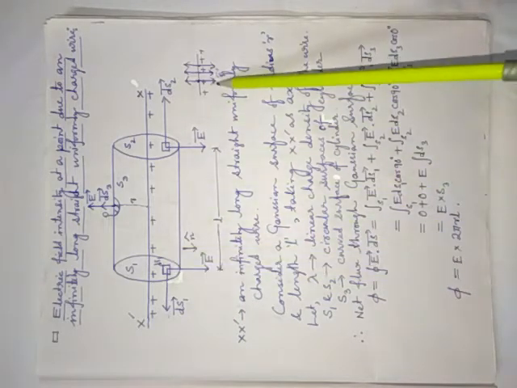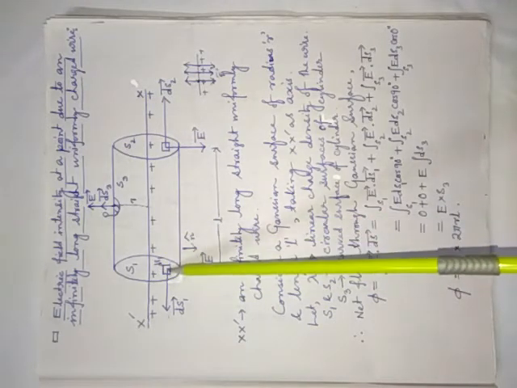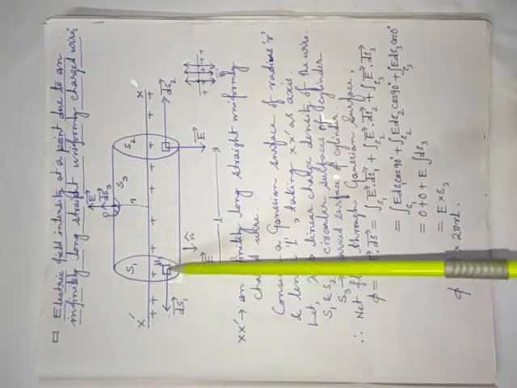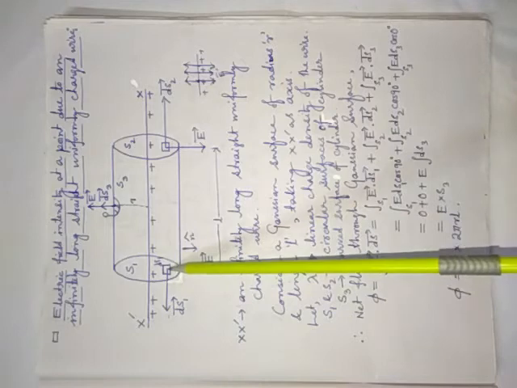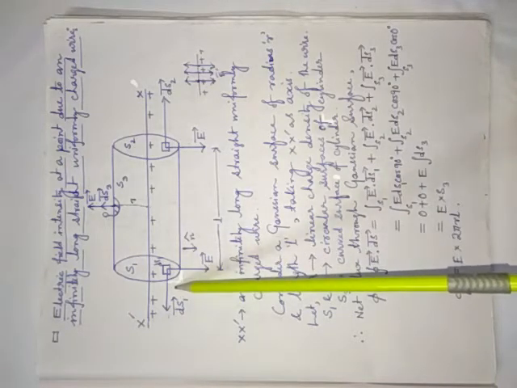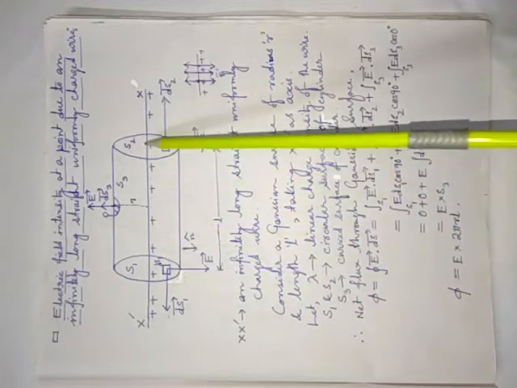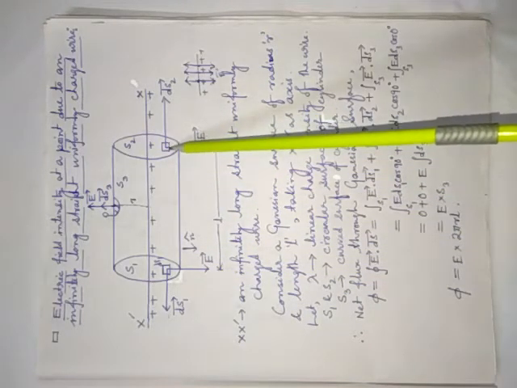Again, see this diagram, the electric field at this point will be perpendicular to the surface, along this direction, not along any other direction. Why? Electric field due to a line charge is always perpendicular. Now see, the angle between E vector and dS1 is 90 degree.